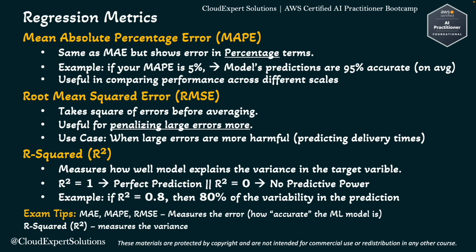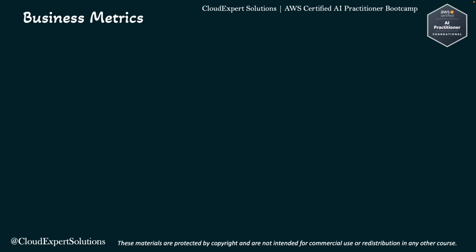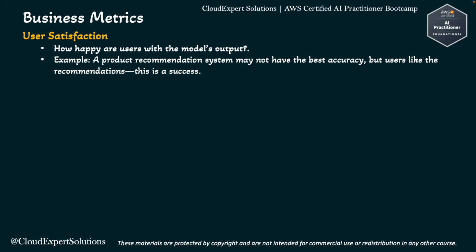answer for that question. Besides technical accuracy, AWS emphasized the importance of business metrics to evaluate machine learning models in the real world. Now let's break a few of them down. We'll start with user satisfaction. That means how happy users are with the model's output. As an example, if a product recommendation model may not have the best accuracy, however users like the recommendation, then that is a success for the model.